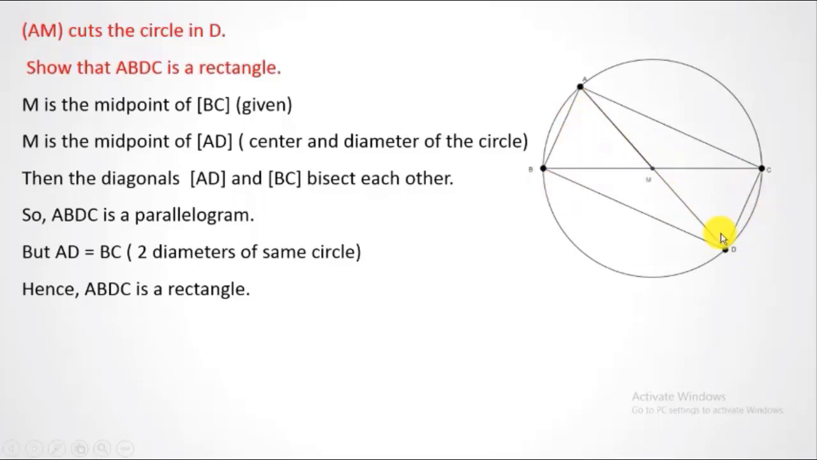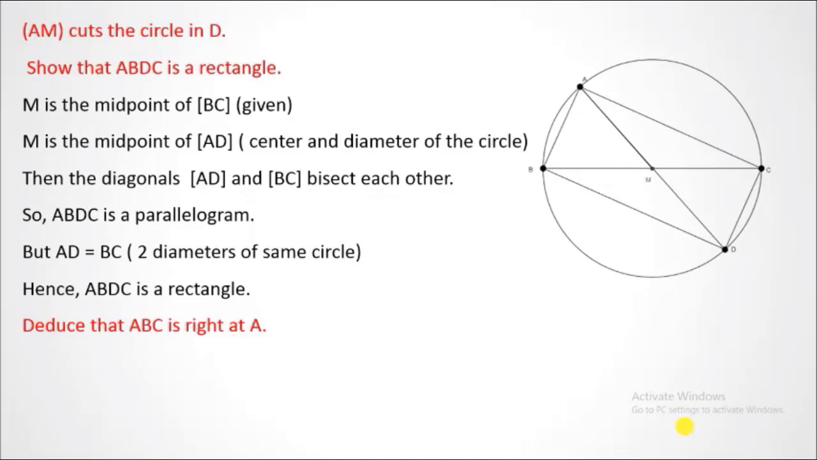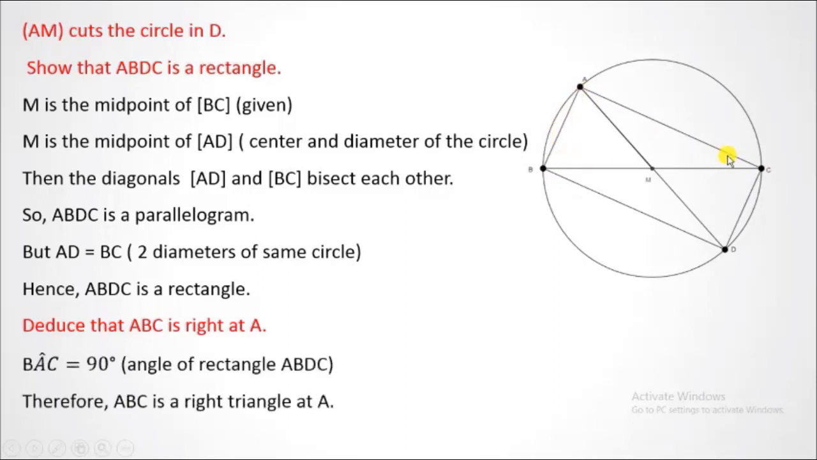Also, AD and BC are equal, two diameters of the same circle. Then ABDC is a rectangle, by diagonals bisect each other and equal. Deduce that ABC is right at A. Since ABDC is a rectangle, then it has 4 right angles, including angle A. So angle BAC is a right angle, hence ABC is a right triangle at A.